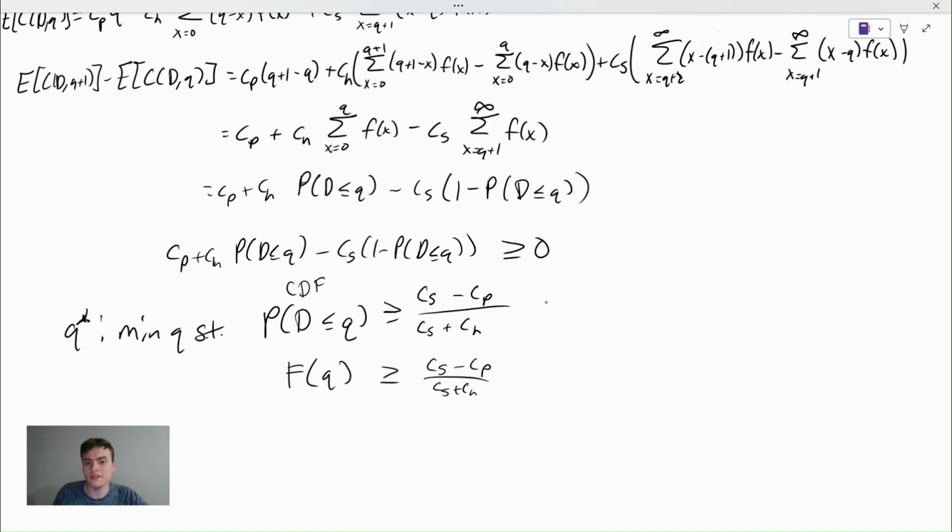And this is called the Newsvendor critical ratio. And sometimes we express it in terms of an inverse CDF, which just means you apply the inverse to both sides, then you're left with just Q on the left.